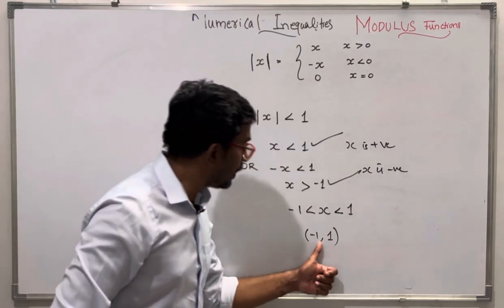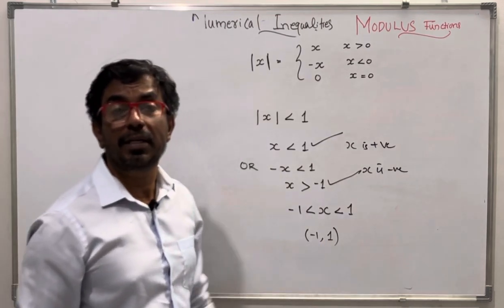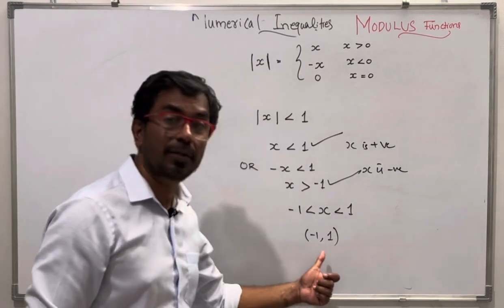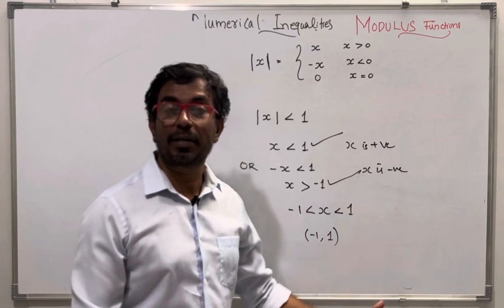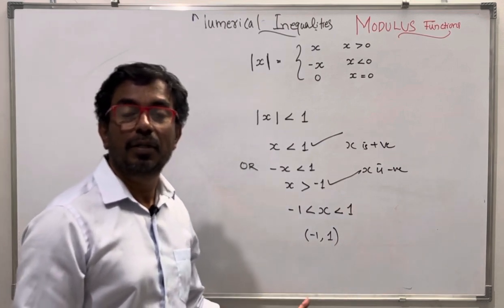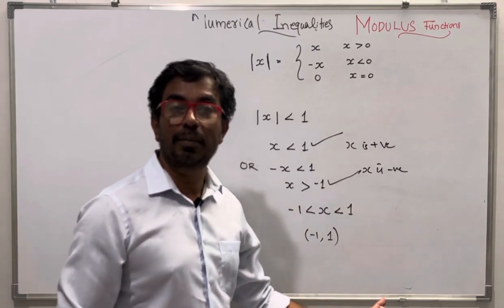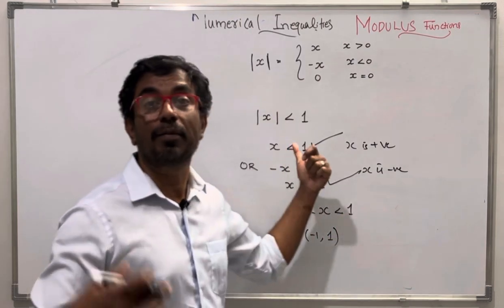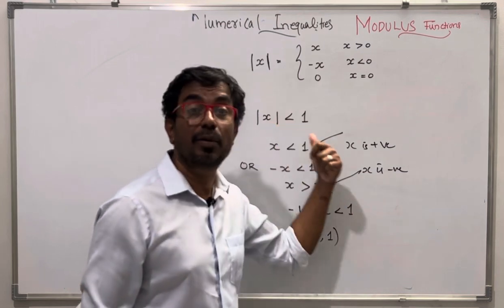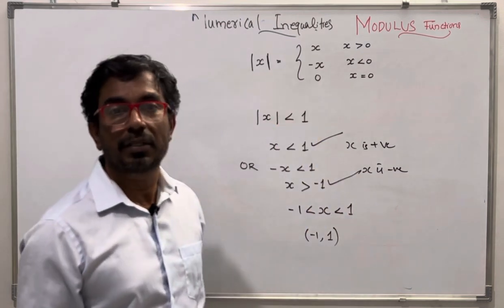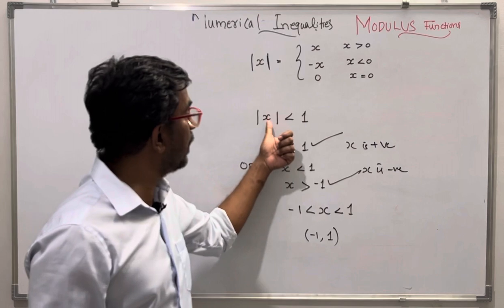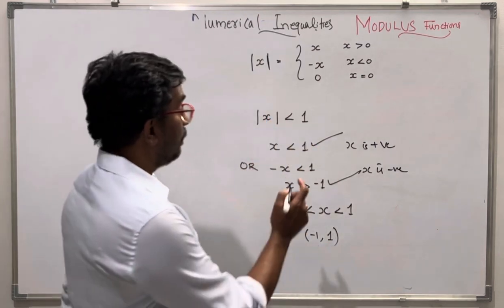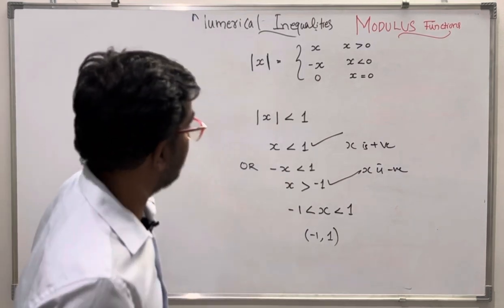Let us check what numbers lie in between 1 and minus 1: proper fractions. Sometimes negative numbers are also there. Negative 1 by 2, negative 1 by 3, negative 4 by 7, negative 6 by 7, 1 by 2, 1 by 3, positive numbers, all proper fractions. Proper fractions are always less than 1, whether positive or negative, when you take the modulus. So it satisfies. Suppose you put here 3, its modulus is not less than 1. This is the explanation.